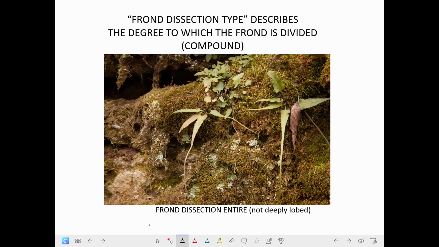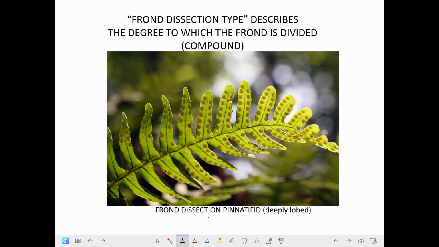Another thing has to do with how divided the leaves are. You can think of leaves as being simple or compound, and that's sometimes very elaborate in ferns, and so it's developed a special nomenclature. A fern that is not at all parted or divided or cleft is called entire. So it's not deeply lobed. And this walking fern has an entire frond dissection type.